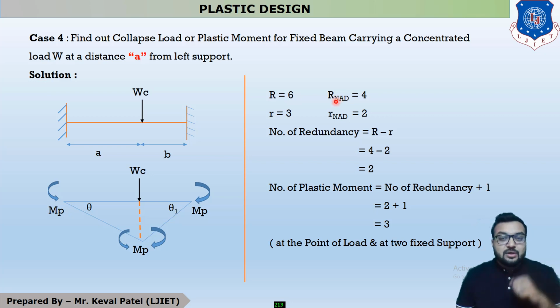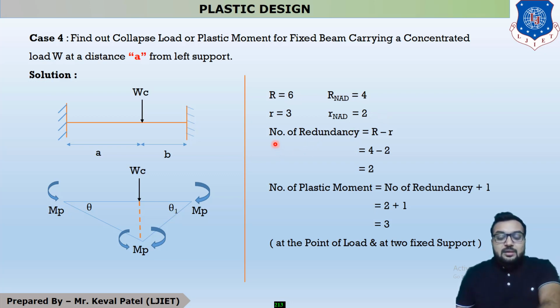Now the term is small r. So what is small r? Small r is the number of equilibrium conditions, and it is already discussed in your semester 3 subject, mechanics of solids, that there are three equilibrium conditions, which are summation of H equal to 0, summation of V equal to 0, and summation of M equal to 0. But if you are neglecting horizontal forces, then you have to neglect the equilibrium condition for horizontal forces. Now you can see that if your value of small r is equal to 3, then the value of small r NAD is equal to 2, because we have to neglect the equilibrium condition of horizontal force.